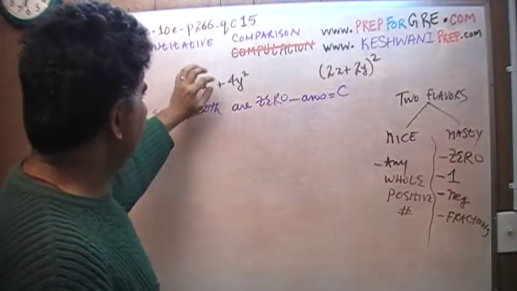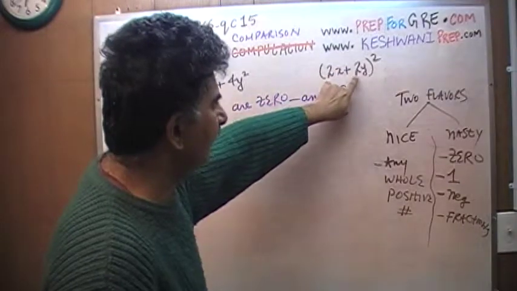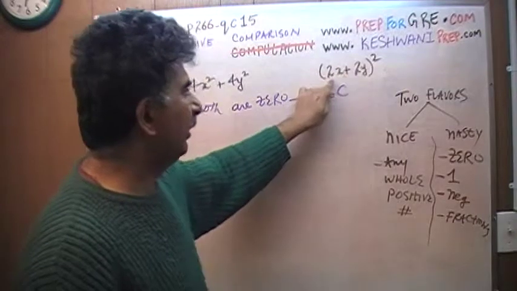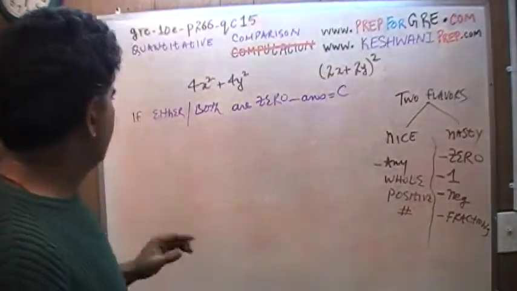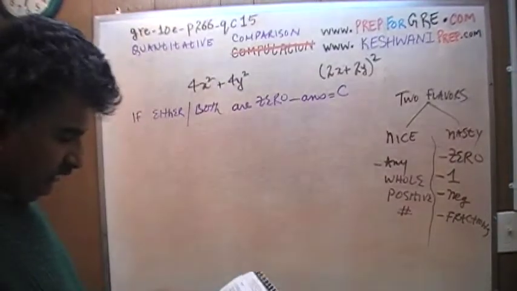If x is 0, this thing disappears, and you will end up with 4y squared, which is what you will end up with here when you open the parentheses, because this will disappear. If y is 0, then y will disappear, and you end up with 2x whole squared, which is 4x squared, which is what you have here. If either x or y or both are 0, the answer is C.